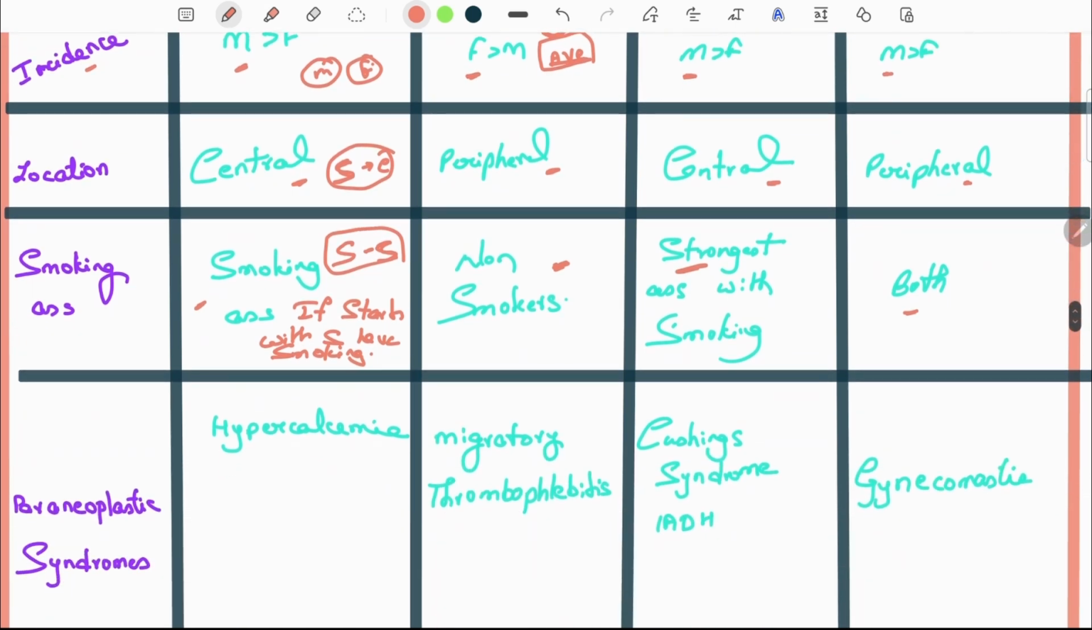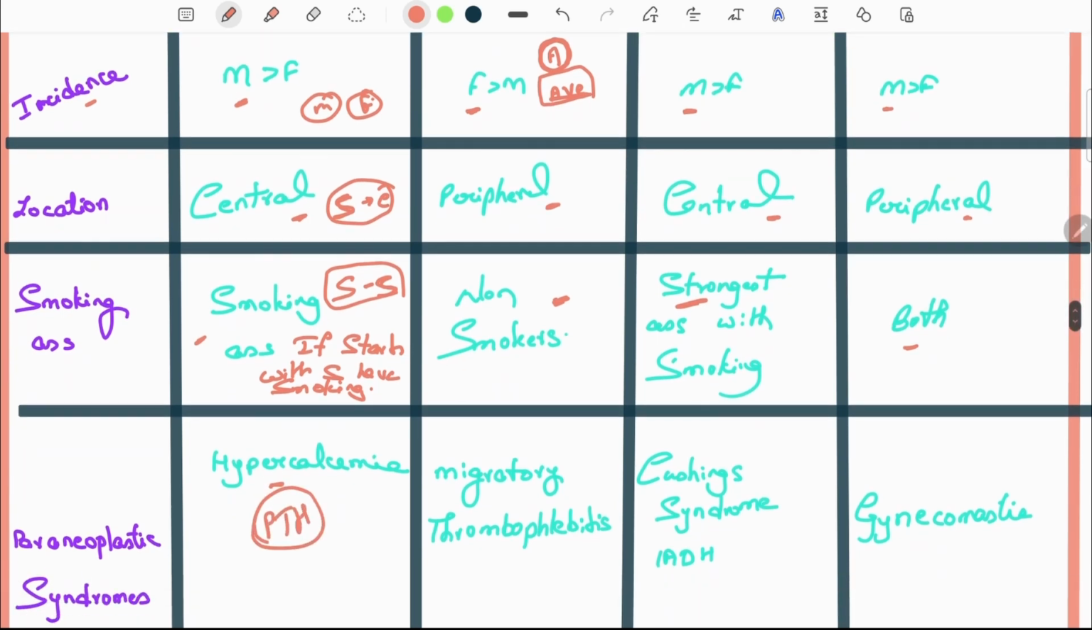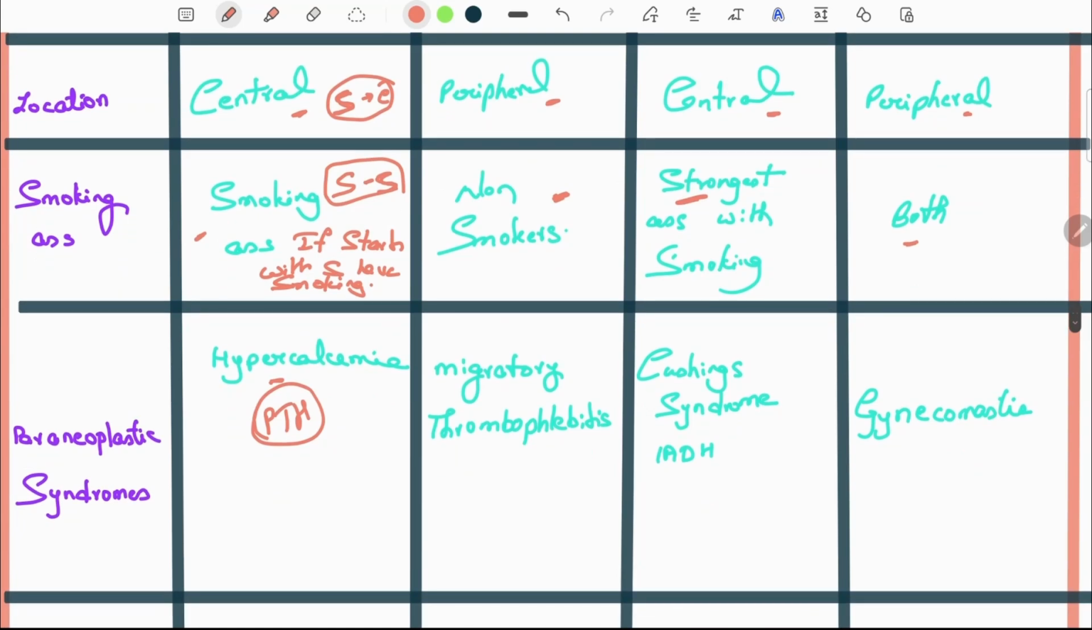Okay, next one is paraneoplastic syndromes. These are very important. In squamous cell carcinoma, there is hypercalcemia. Parathyroid hormone-related peptide is affected in squamous cell carcinoma. In adenocarcinoma, migratory thrombophlebitis is seen as an association. And in small cell carcinoma, you can see Cushing syndrome and SIADH association also. And in large cell carcinoma, you can observe gynecomastia.